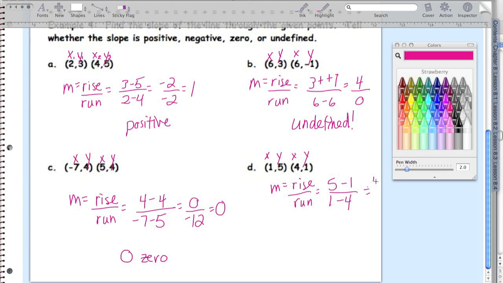5 minus 1 is 4. 1 minus 4 is negative 3, so I get negative 4/3. I said don't simplify it. Don't turn it into a mixed number or a decimal. Just leave it like this as long as it's simplified, and this is a negative slope.